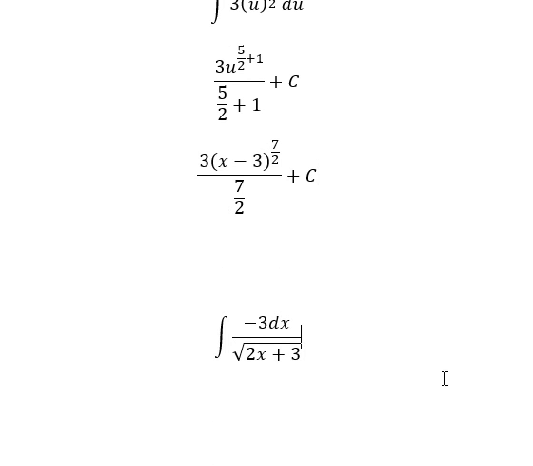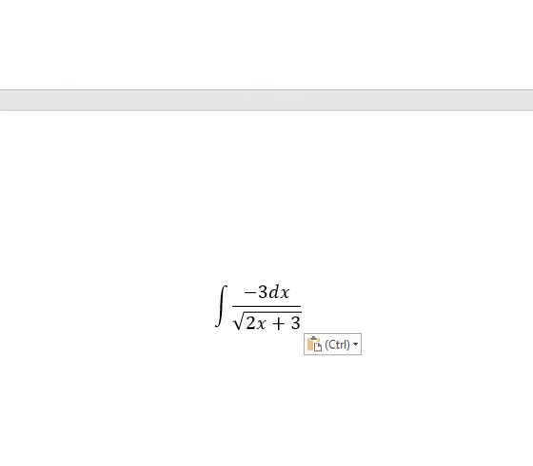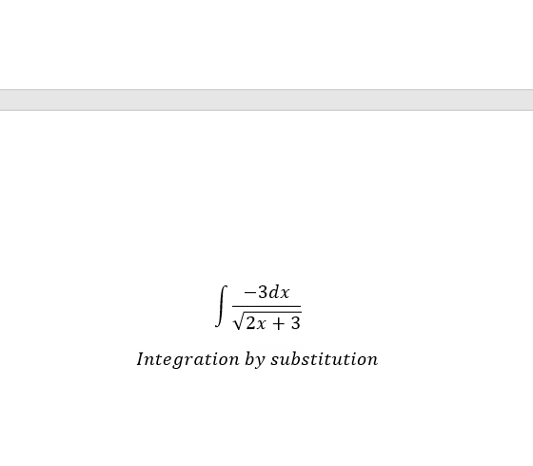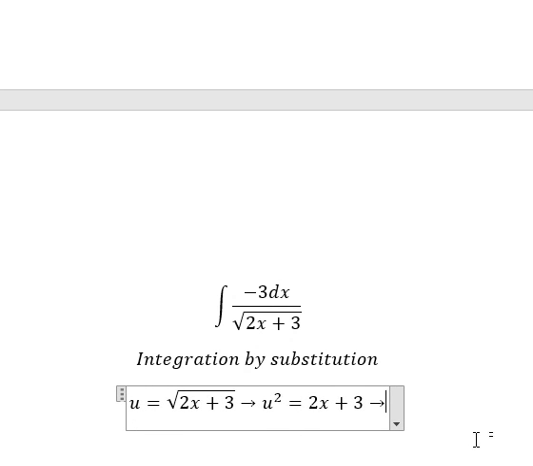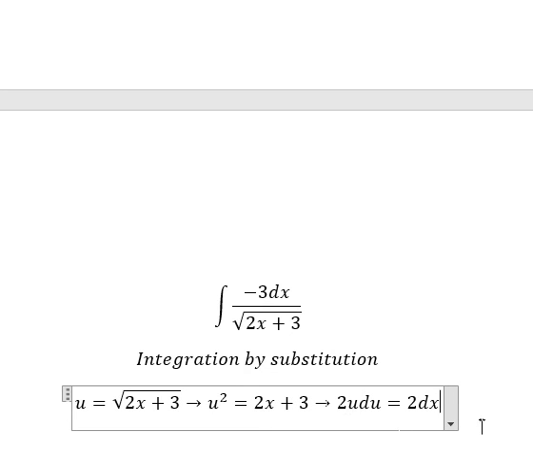Next, we need to use integration by substitution. So I will put u equals to the square root of 2x plus 3. So we put the square for both sides, so we have u squared equals 2x plus 3. Next, we do first the derivative for both sides, so we have 2u du equals to 2 dx. We divide both sides by number 2.